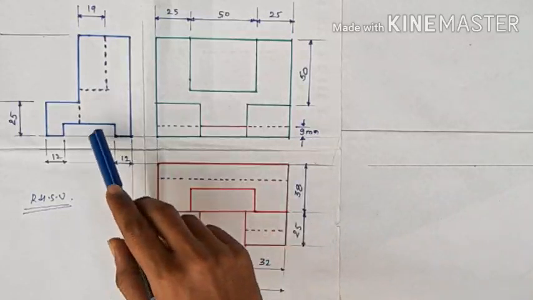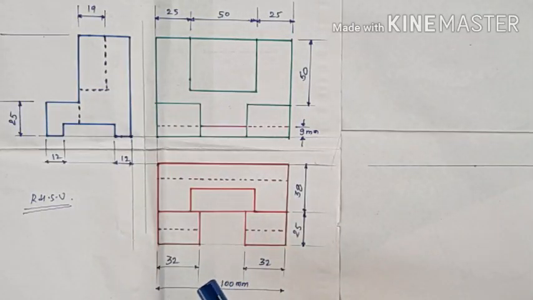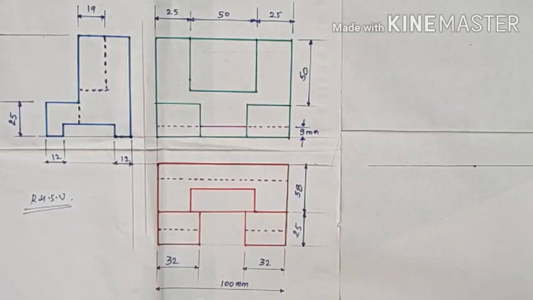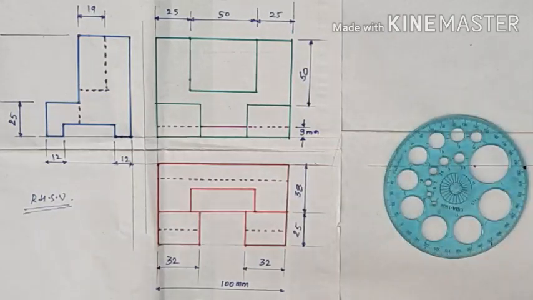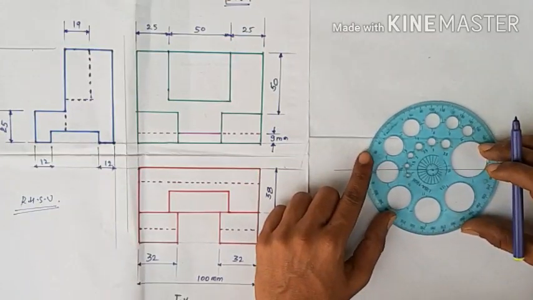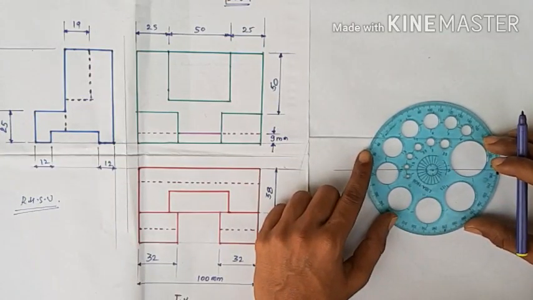On the screen there are three views which we have already seen, and now we go for the construction of isometric projection. According to the rule of isometric projection, we take a 30 degree angle from both sides, both ends. So here we start with this 30 degree angle.